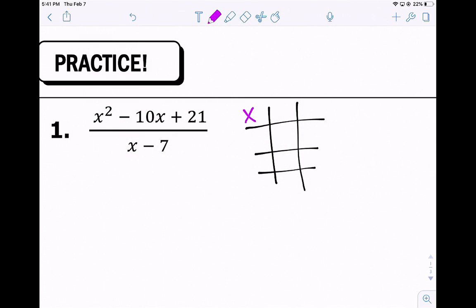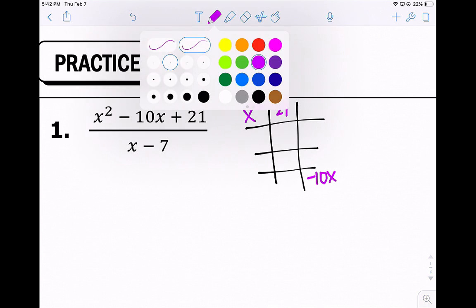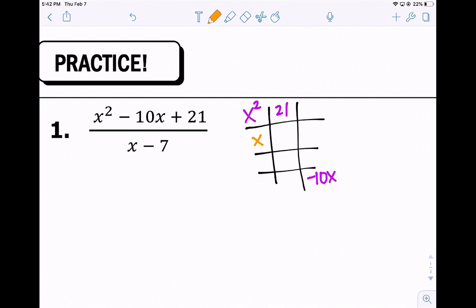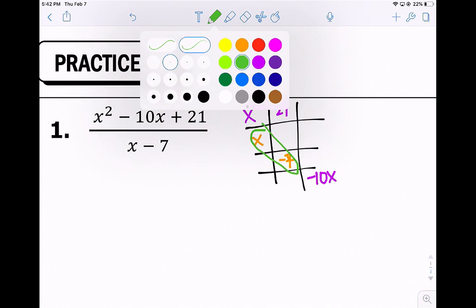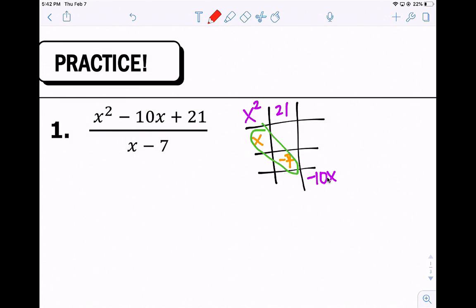All right, let's fill in our tic-tac-toe grid. So we have x squared in the top left, minus 10x in the bottom right, 21 in the top middle. And then they gave us x minus 7. If this is factorable, then x minus 7 should be one of the factors. So we're going to put x minus 7 in here. I'm going to go ahead and circle it also. Okay, so now we're looking for another factor to try and make this work.